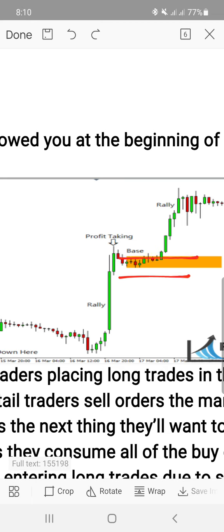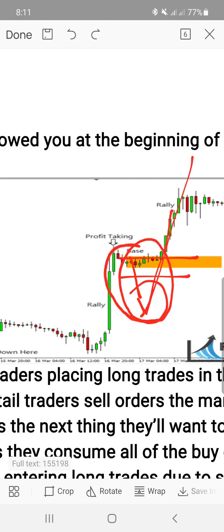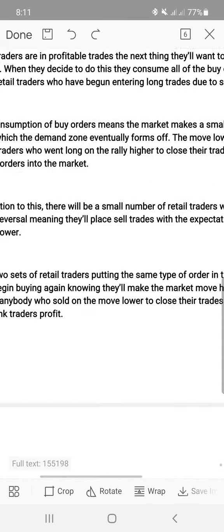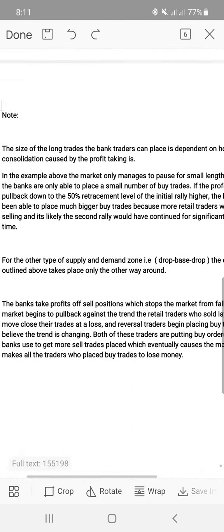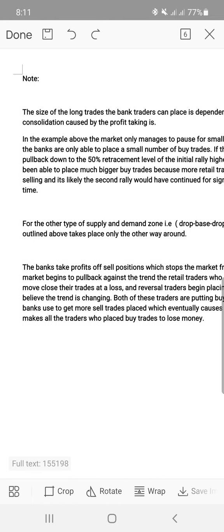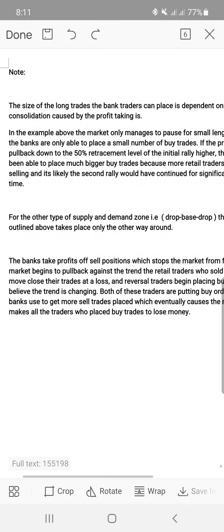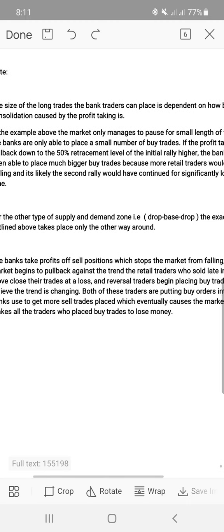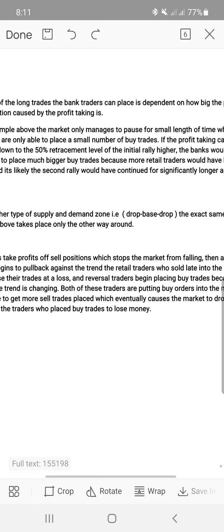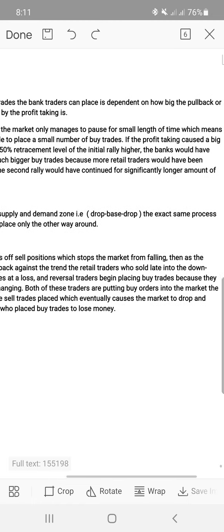So now, if it goes down further and further, the consolidation, that's when it took profit, the moment they buy, because many traders would have started placing sell orders, they will take a lot of money of retail traders. So that's just the psychology behind this explanation I gave. Then this other one here says the banks take profit of sell positions, which I just explained now, which stops the market from falling.